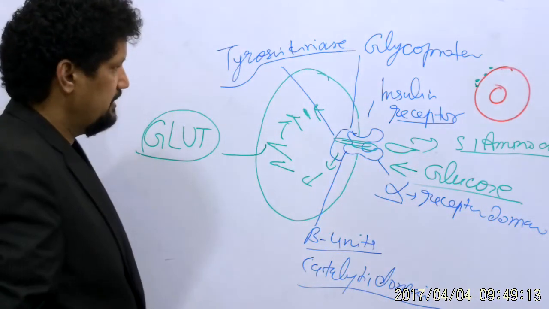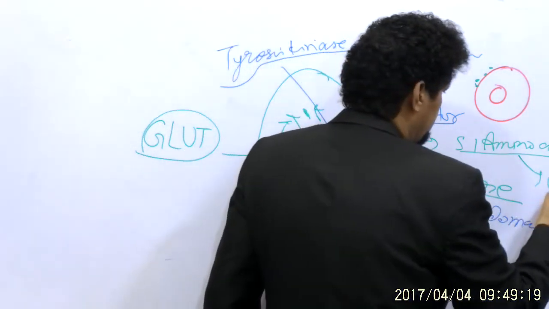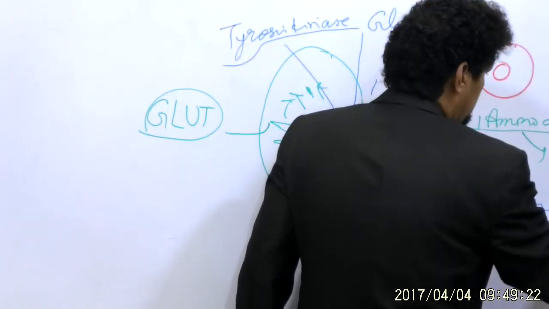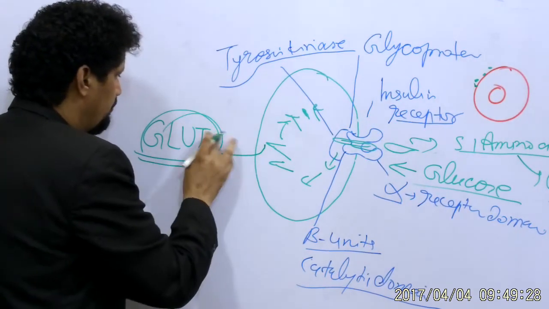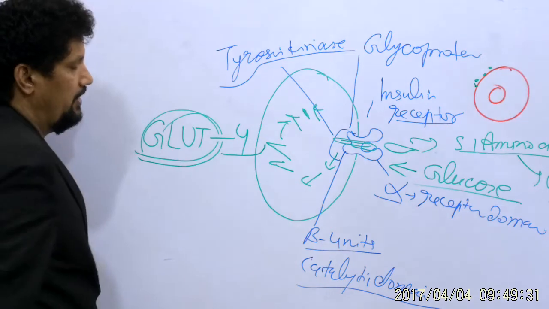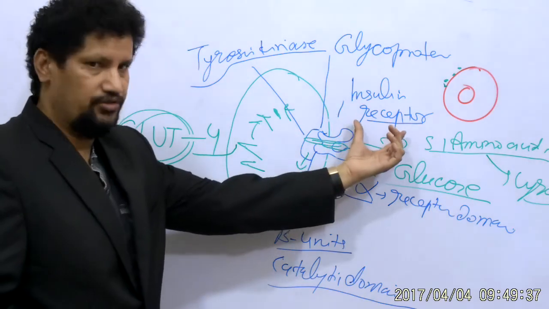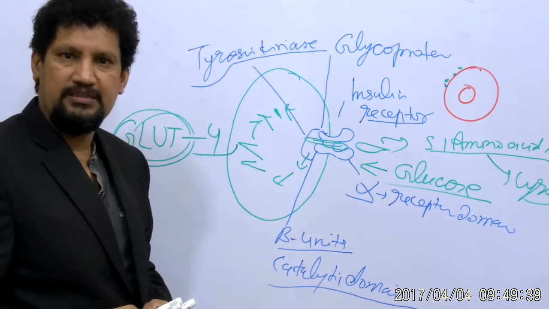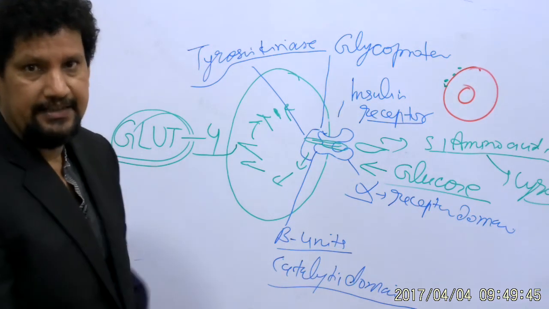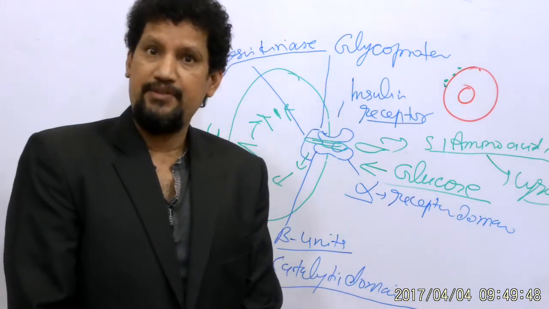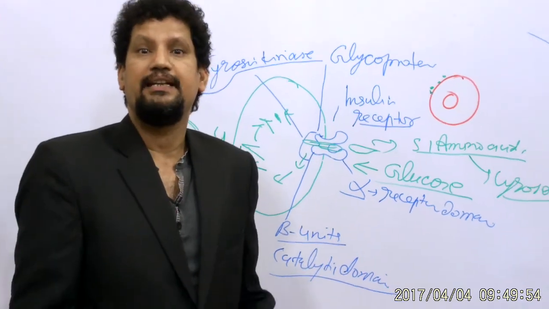After the entry of glucose, this insulin will be recycled and destroyed by the lysosomes. And glucose enters by the glucose transporter, GLUT4. So this is the mechanism of the entry of glucose inside the cell by insulin. This type of entry is responsible for only 25% utilization of glucose by the muscle cells and adipose tissue cells. The remaining 75% utilization and entry of glucose in the body is insulin independent.